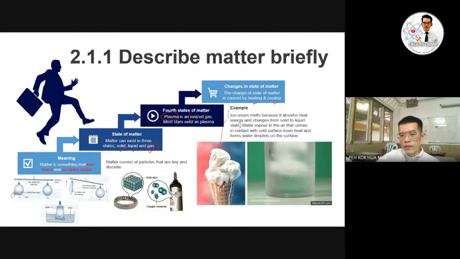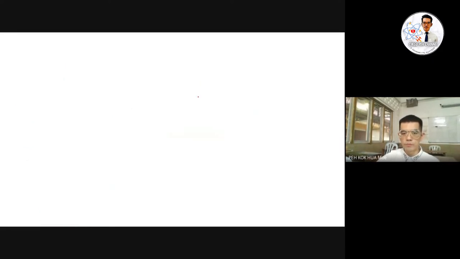Another one would be the vapor in the air that comes into contact with the cold surface, loses heat and forms water droplets. So you can see on the surface there are a lot of water droplets, because the air touches the cold surface and loses heat to the surroundings. So this is a discussion regarding the metal.